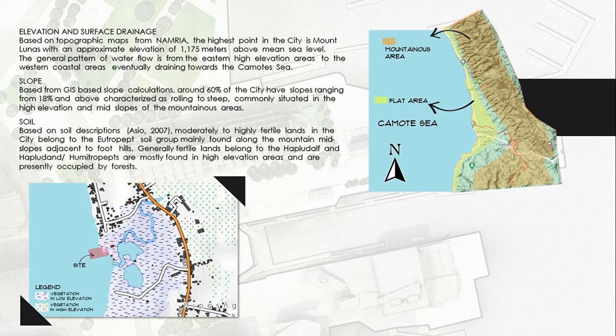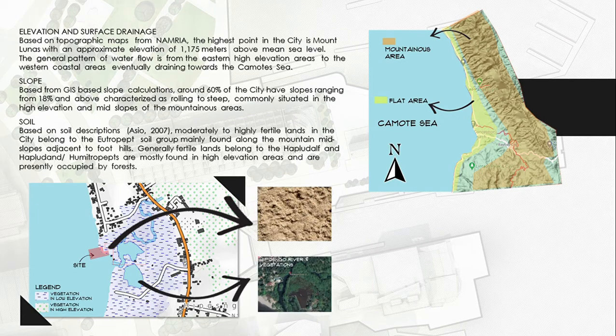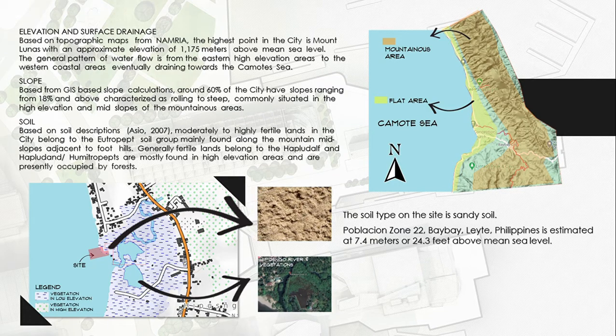Zone 22 Baybay City, Leyte, Philippines is estimated at 7.4 meters or 24.3 feet above mean sea level, and the type of soil in the site is sandy soil. In the east of the site, you can see the river which is called the Hiposno River and also vegetation and greeneries.